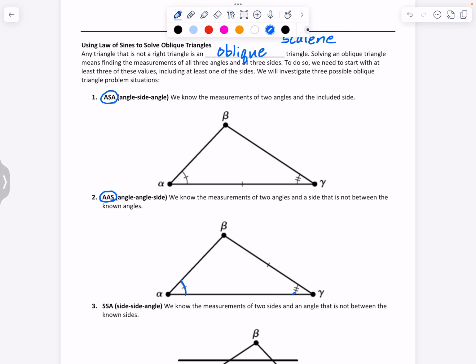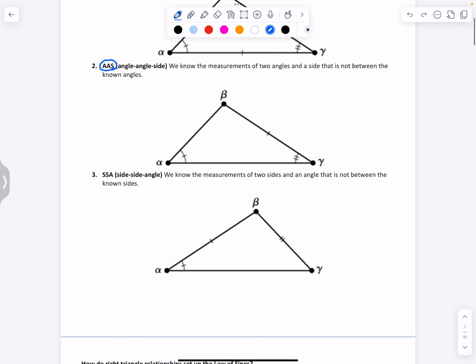So angle, angle, side. These two scenarios, if I'm given two angles and a side, with the side outside of it or the side in between them, I actually can solve the triangle really easily. No problem. There's one triangle. I'm going to solve for it.